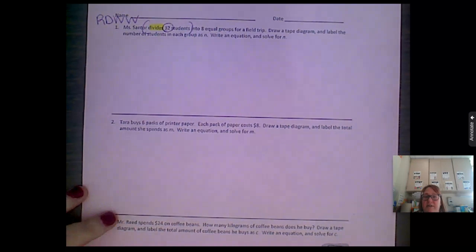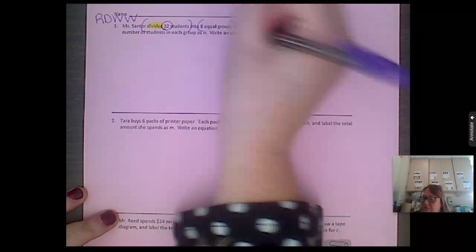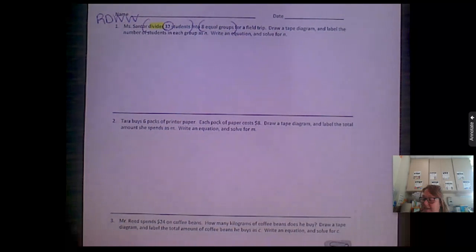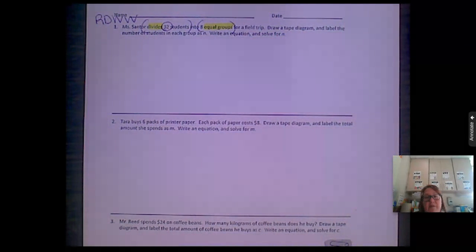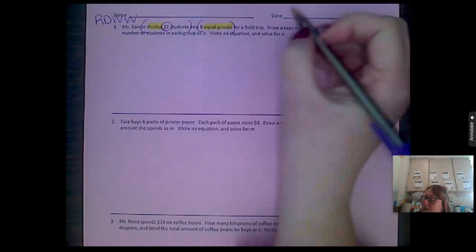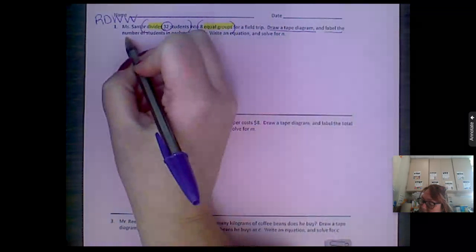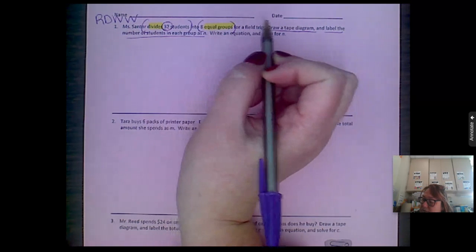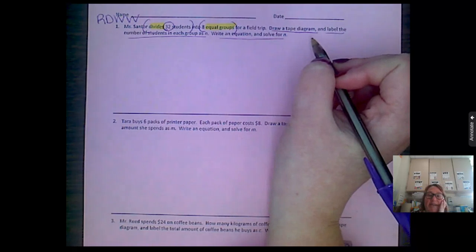Divides 32 students into 8 equal groups. Is that important for me to put parentheses around? Absolutely, 8 equal groups for a field trip. And I could even highlight equal groups, because equal groups, again, is a clue that I'm going to be multiplying or dividing. Okay, so 8 equal groups for a field trip. Draw a tape diagram. So it's telling me that it wants a tape diagram. And label the number of students in each group as n. Write an equation and solve for n. So it's telling me I need a tape diagram, and I need to label the unknown as n.